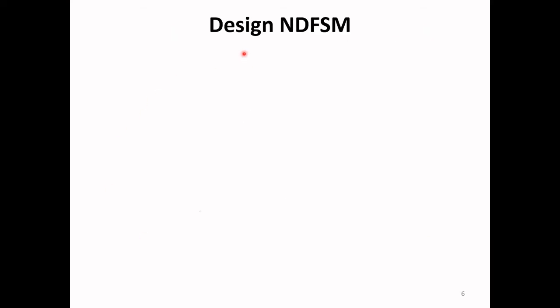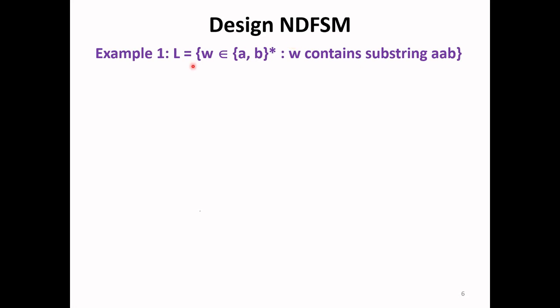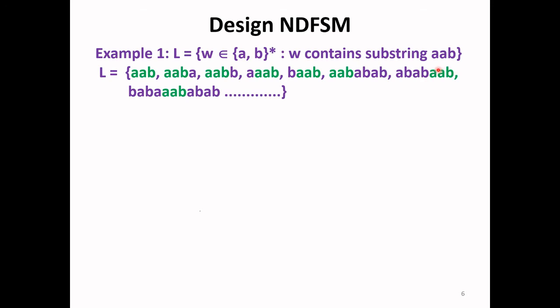Let us see how to design some simple non-deterministic finite state machines. Here is a language containing strings of A's and B's having a substring AAB. A possible string in this language is AAB. After AAB you can have A or B. Before AAB you can have a single A or B or combinations of A's and B's. But compulsorily there must be a substring AAB in each string.